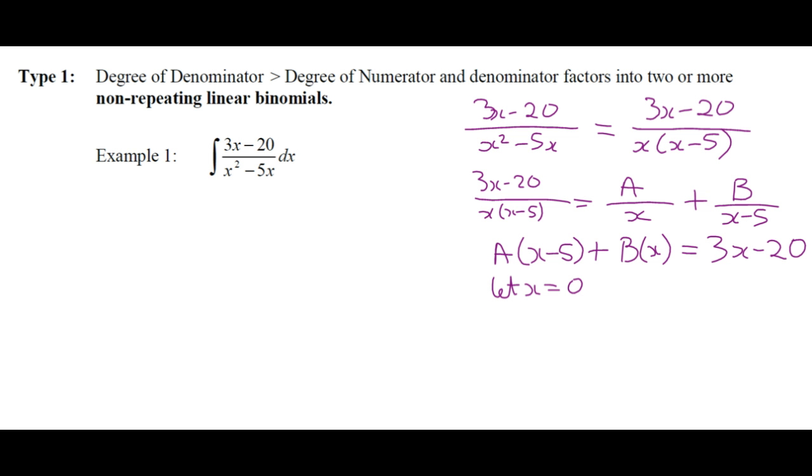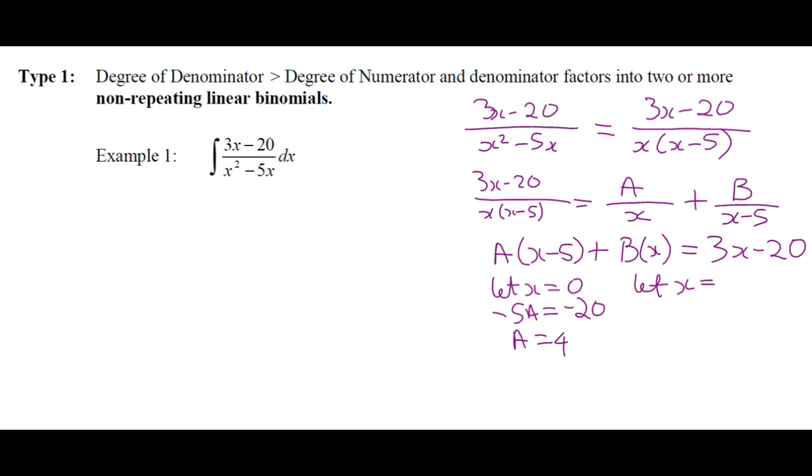Let's go a little bit simpler, right? So if x is 0, we got negative 5a is equal to negative 20. So what's a? So a is equal to 4. And then, what are we going to let x equal? 5, right? So what we do is we get rid of the b, right? We'll just figure out what's a. Well, a has to be 4.